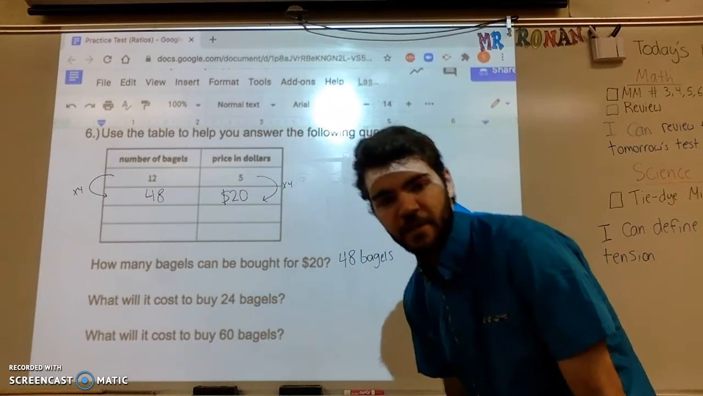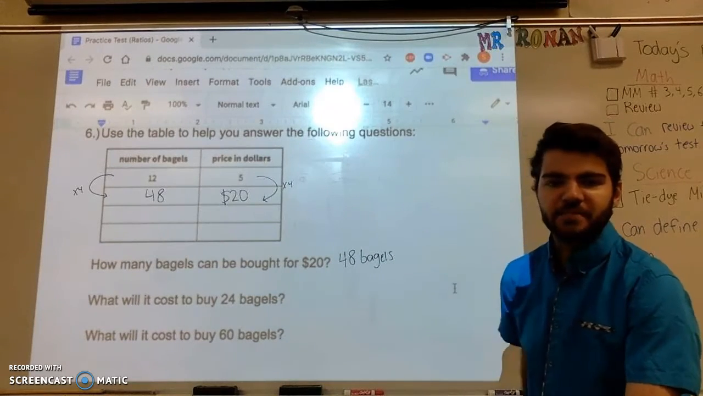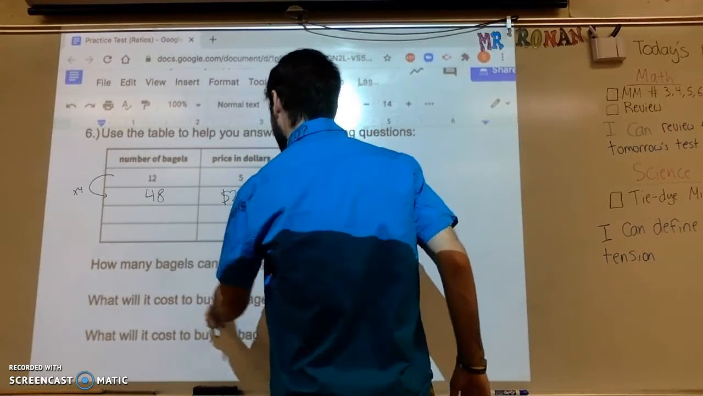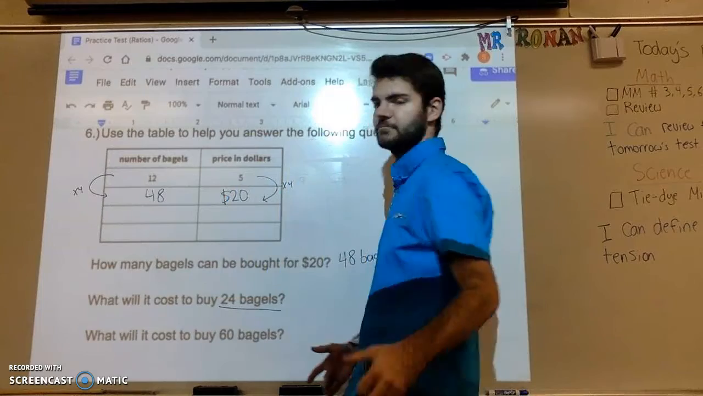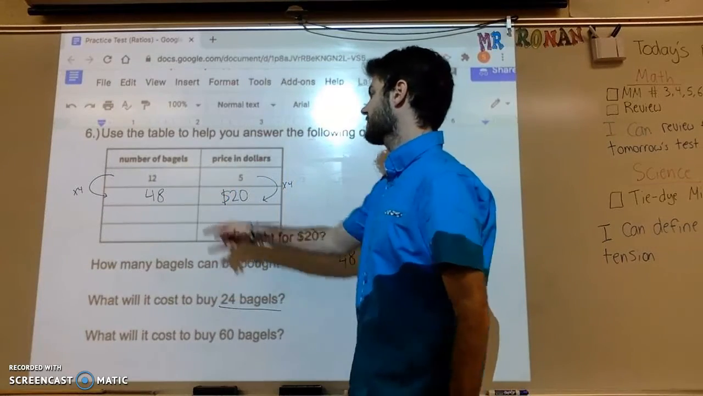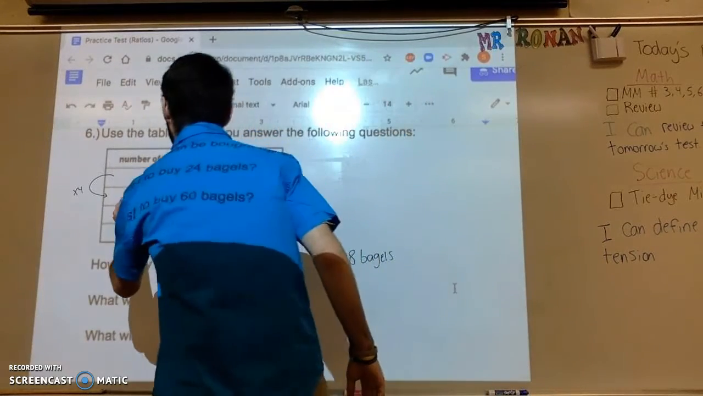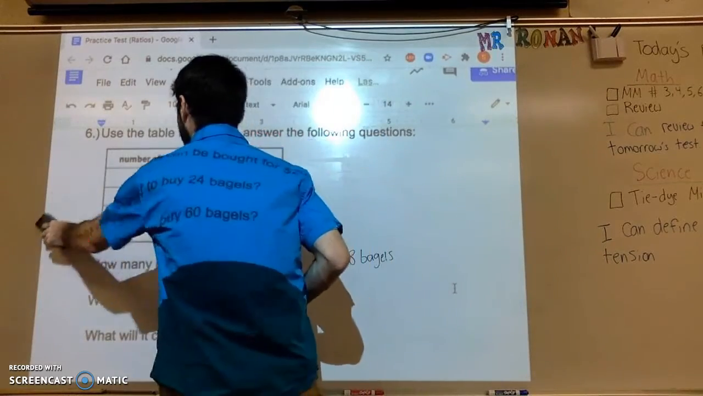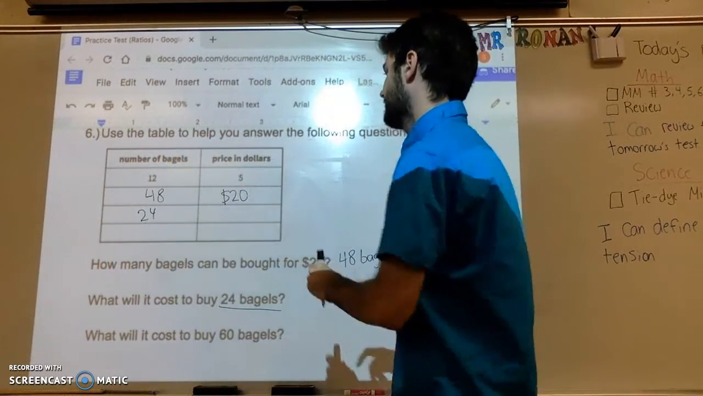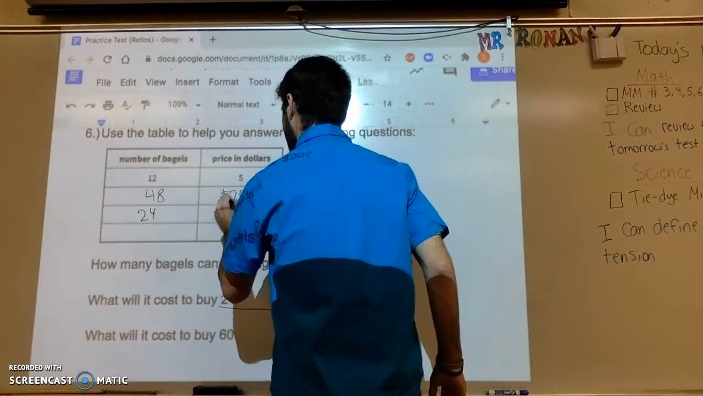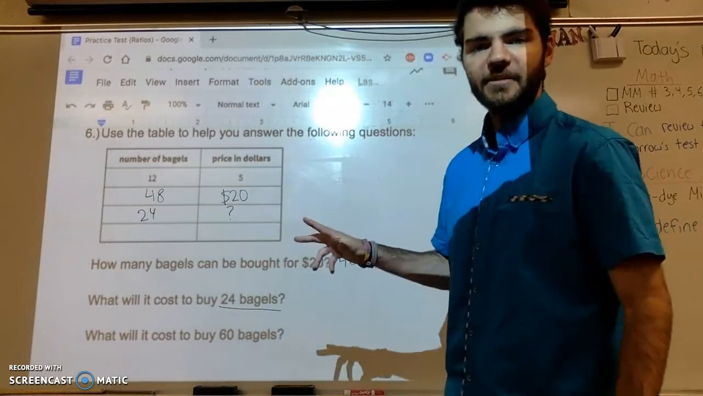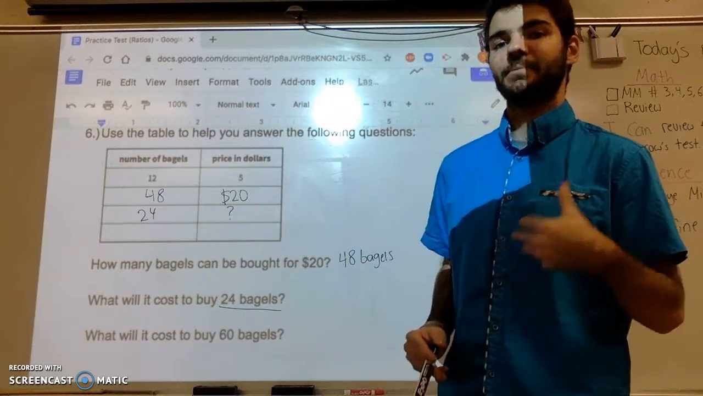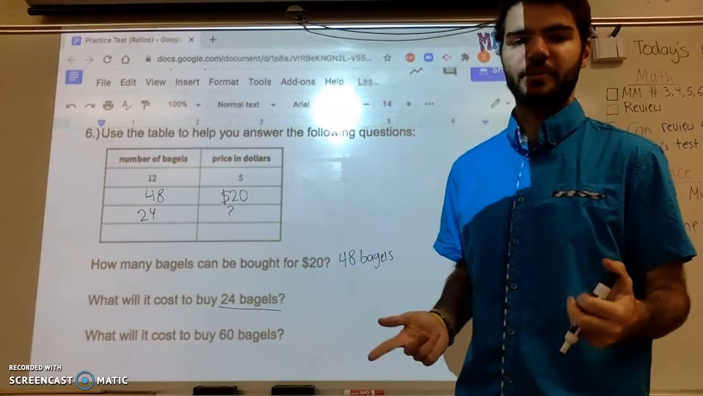Okay, sweet. Next one. What will it cost to buy 24 bagels? So I know that we have 24 bagels. It says 24 bagels right there. So in our bagels column, I'm going to put 24. I'm going to erase some of this multiplying stuff. And then I don't know the price. Now I can do a few things. Now that I have part of this table filled out, there's more information for me to use to help me figure out the price of 24 bagels.